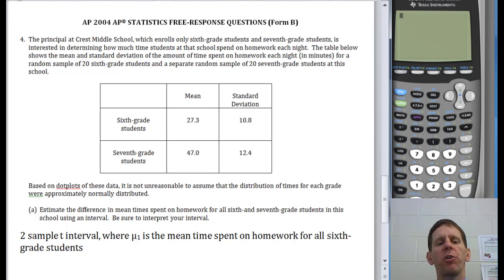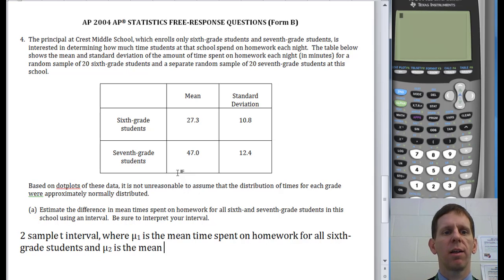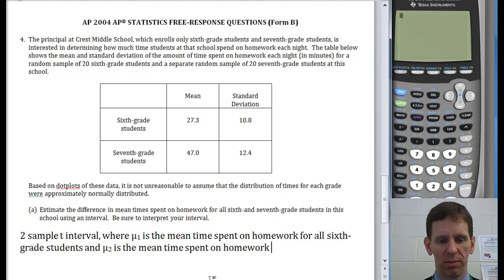Mu 2 is typically going to be the same introduction as mu sub 1. So if mu 1 is the mean time spent on homework, mu 2 is going to be mean time spent on homework. The difference here is going to be who the populations are. Our first sample was 26 6th grade students. Our second one is 27 7th grade students. So if our first population was all 6th grade students, this population is going to be all 7th grade students. So how do we word this? Mu 2 is the mean. The mean what? Mean time spent on homework. Who's our population? All 7th grade students.